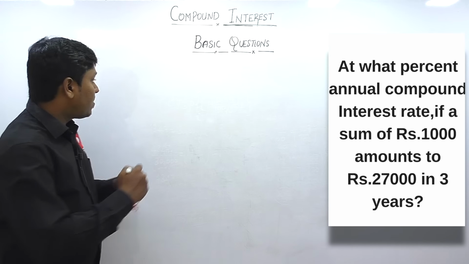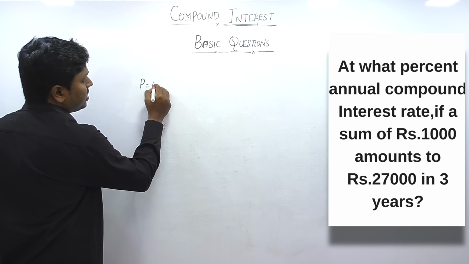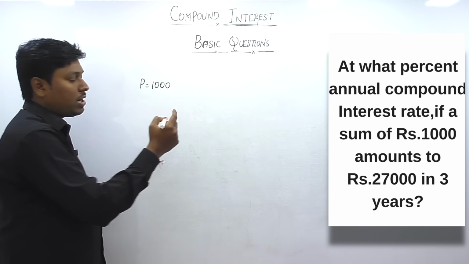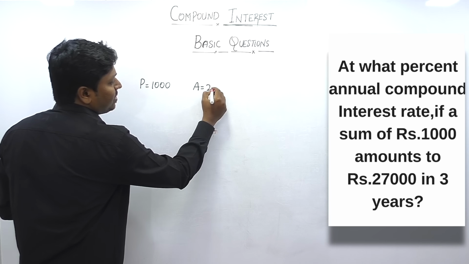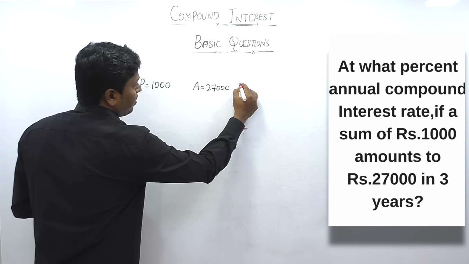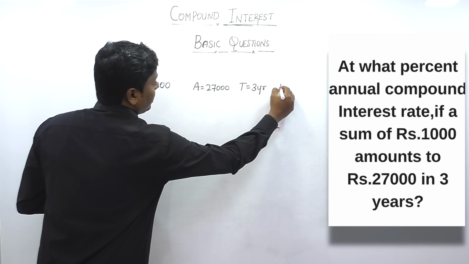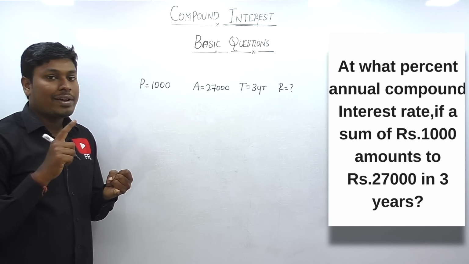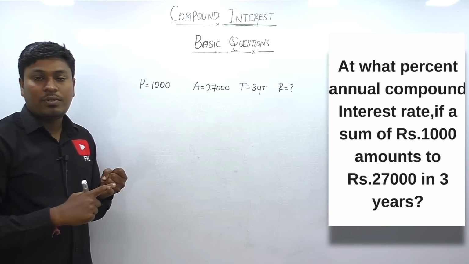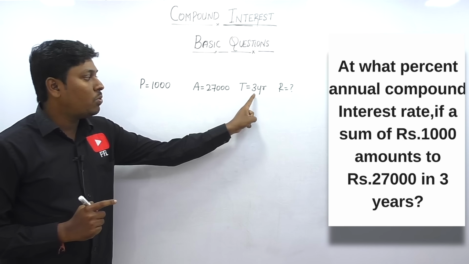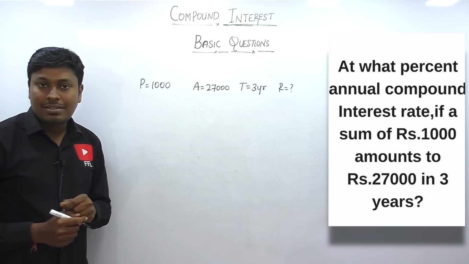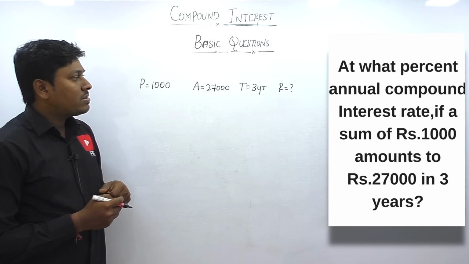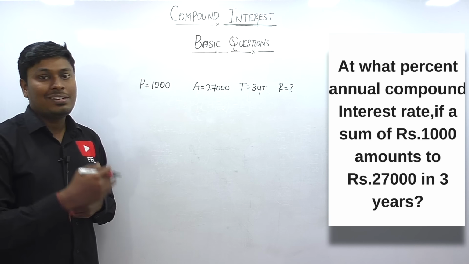So friends, the data given is: principal is 1000, and the meaning of amounts to is total amount. So the total amount A is given, which is 27,000, and the time duration is also given, 3 years. Our target is to find the rate of interest. In question 1 we saw how to find compound interest by the traditional and formula methods. In question 2 we learned how to find the time duration, and in this last third question we are going to learn how to find the rate of interest. Let me solve this question by the formula method. We can see the shortcut in future videos, right?